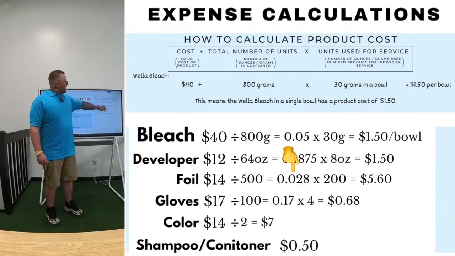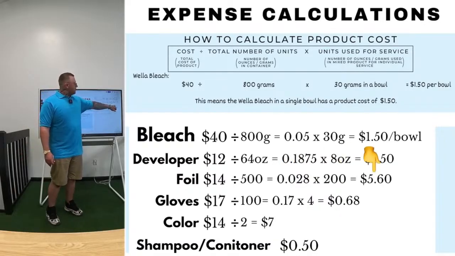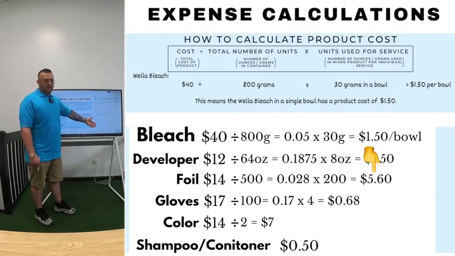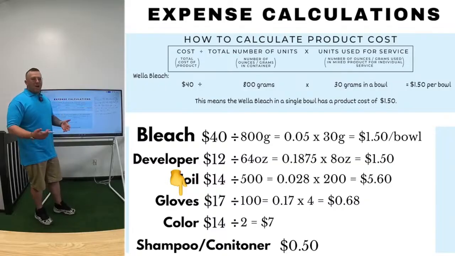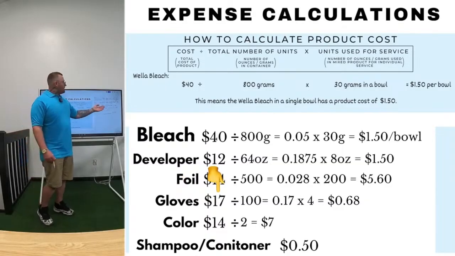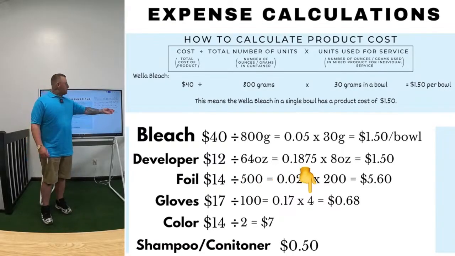So say I'm using 200 foils. 200 foils would be $5.60 for that client. And this is very much a client example. Again, gloves, we get boxes of like 100 gloves. I pay $17 for gloves, divided by the 100, 0.17 times, I only usually use about 2 sets of gloves, so that's 4 gloves. That costs me about 68 cents.